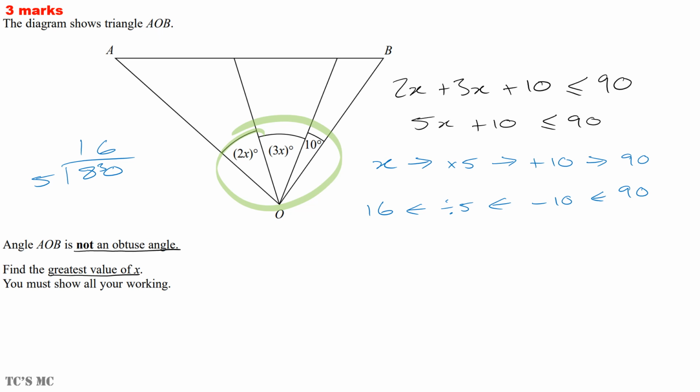For solving, I get 1 mark. If I write x is less than or equal to 16, that would still be part of my 2nd mark. The question said, find the greatest value of x. If x is less than or equal to 16, the biggest it could ever be is 16, and that is our final answer.